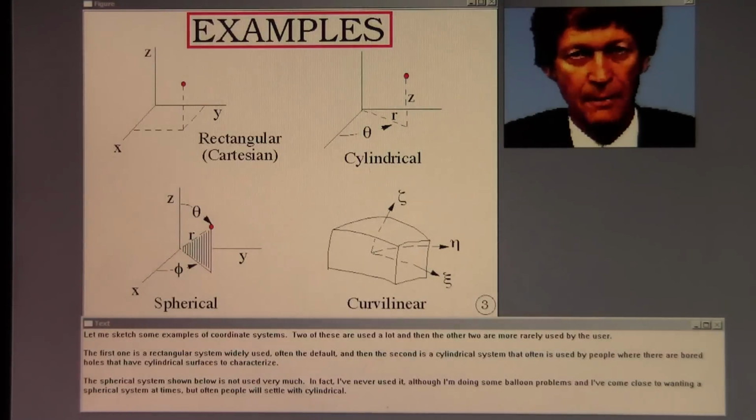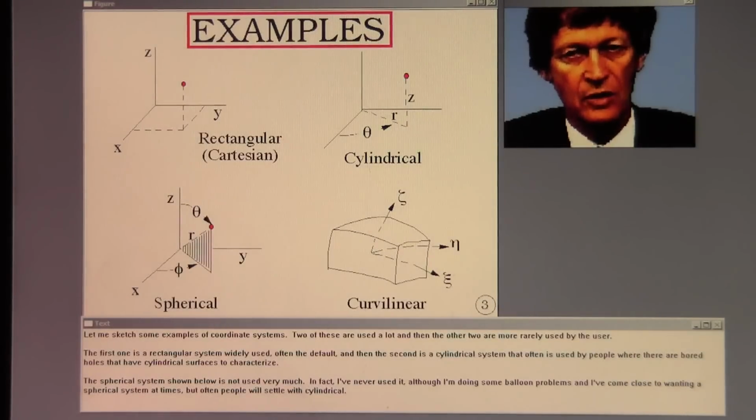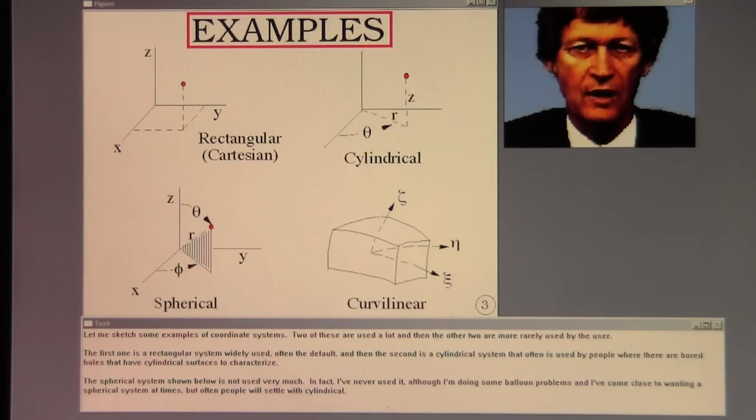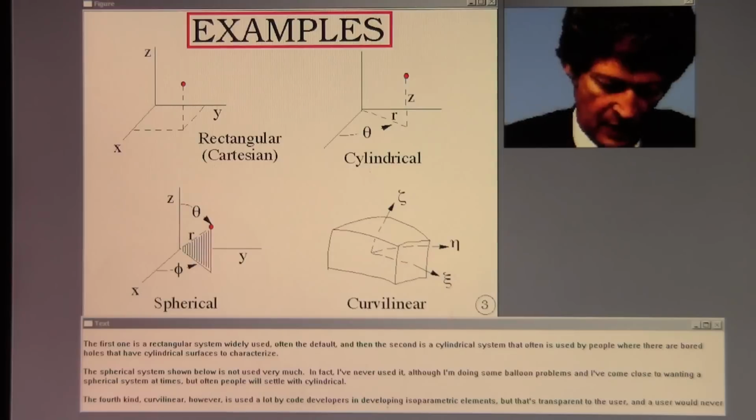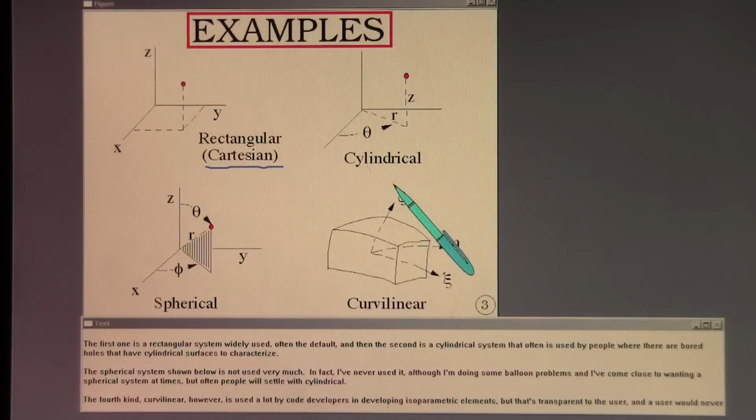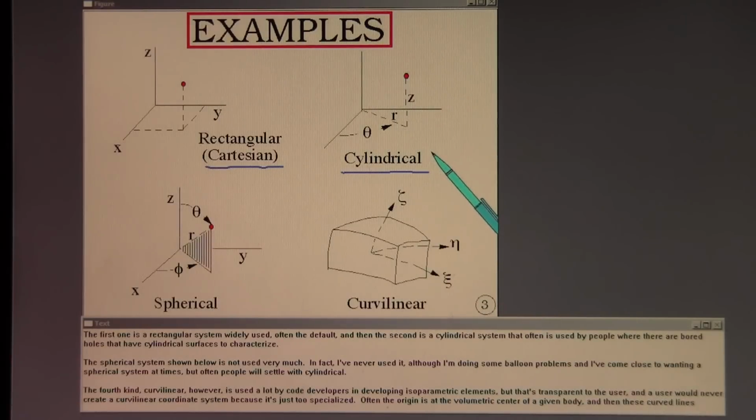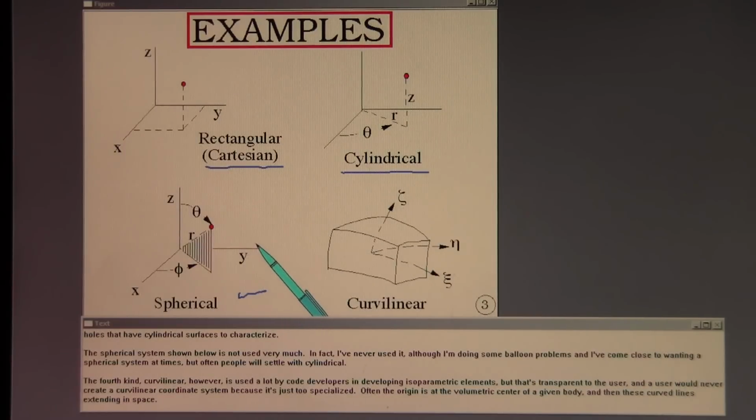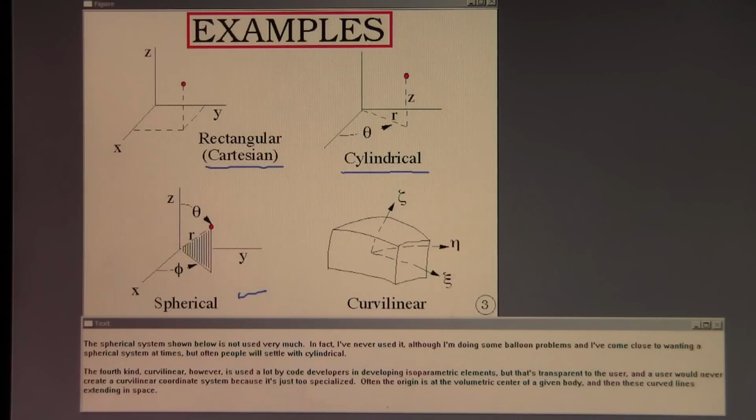Let me sketch some examples of coordinate systems. 2 of these are used a lot, and then the other 2 are more rarely used by the user. The first one is the rectangular system, widely used, often the default. And then the second is a cylindrical system that often is used by people where there are bored holes that have cylindrical surfaces to characterize. The spherical system shown below is not used very much. In fact, I've never used it, although I'm doing some balloon problems and I've come close to wanting a spherical system at times, but often people will settle with cylindrical.